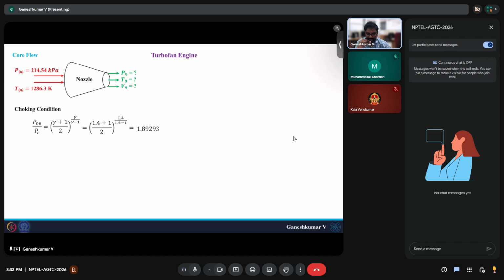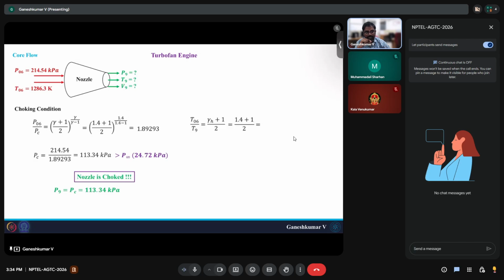So this gives you the critical pressure as 113.34 kilopascal, which is certainly higher than the P infinity. At 34,000 feet, your ambient pressure is 24.72 kilopascal. So this 113.34 kilopascal is higher than the 24.72 kilopascal. Then the nozzle is choked, and hence your exit pressure is 113.34 kilopascal.